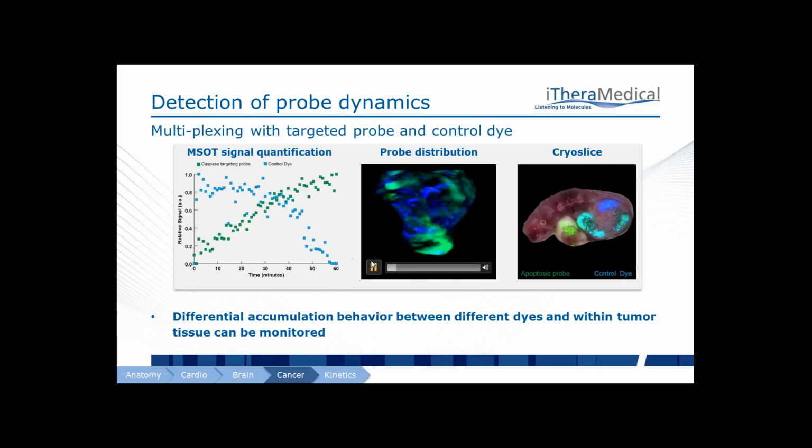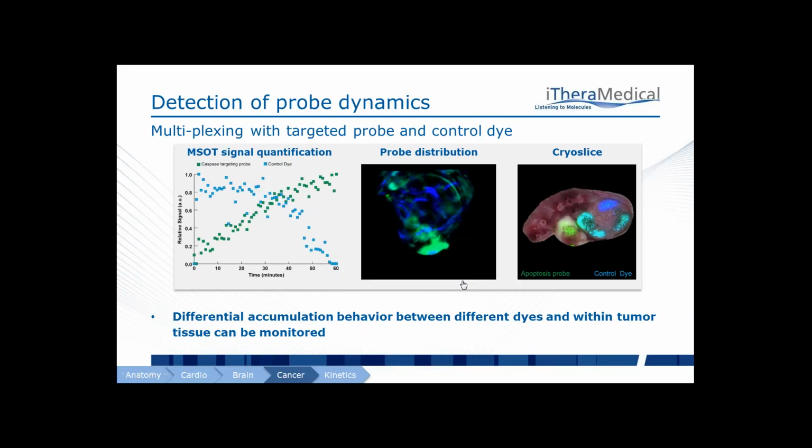At the 1 hour time point, we can then do a three-dimensional probe distribution analysis, as is shown in this three-dimensional rendering. We can clearly see that the green dye, the specific apoptosis dye, is accumulating in the tumor, whereas the control dye is mainly located in the intestines, which is the clearance mechanism for this dye. The third panel shows a validation cryoslice where we can see the green signal within the tumor and the green and blue signal in the intestines because of the clearance of the probe.